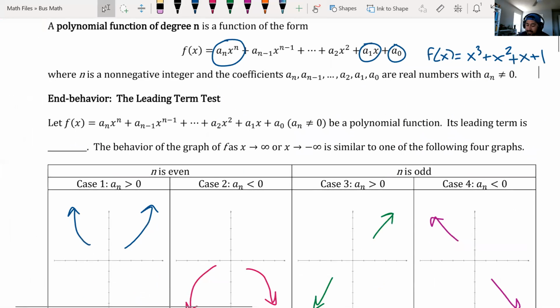Now we want to look at the end behavior of a polynomial function. So we want to know what does the graph, whoop, my computer just did something weird. Sure, there we go. Okay.